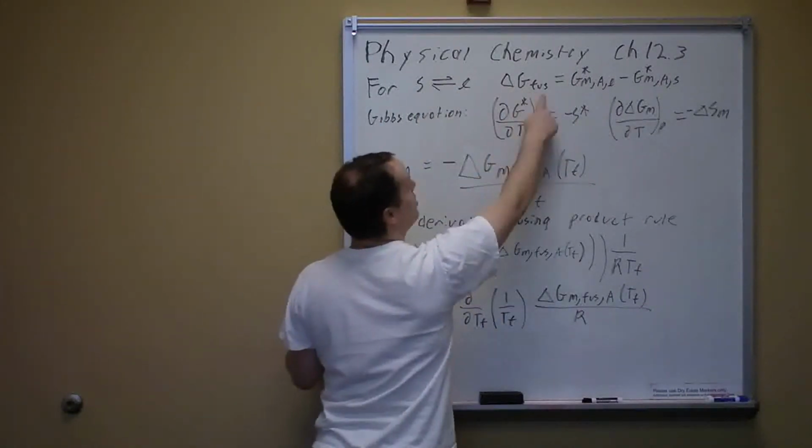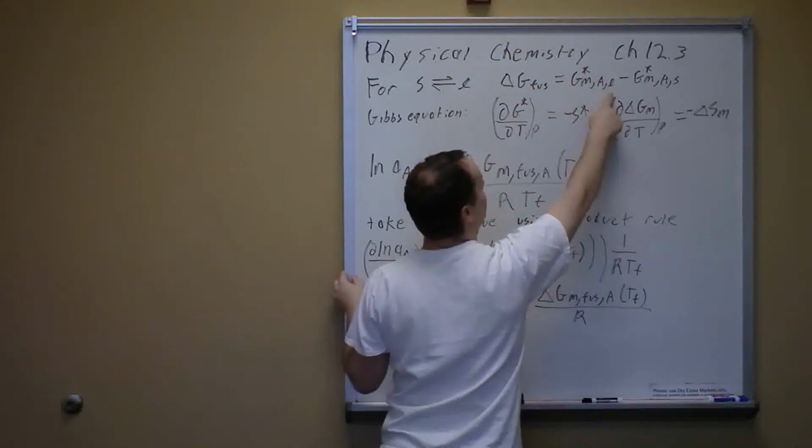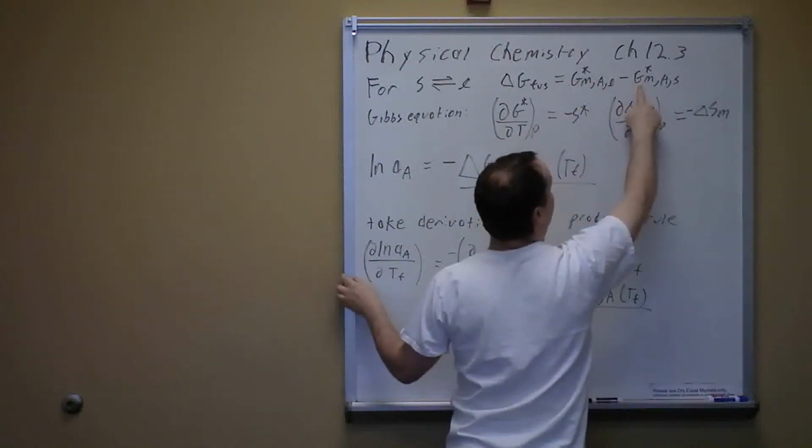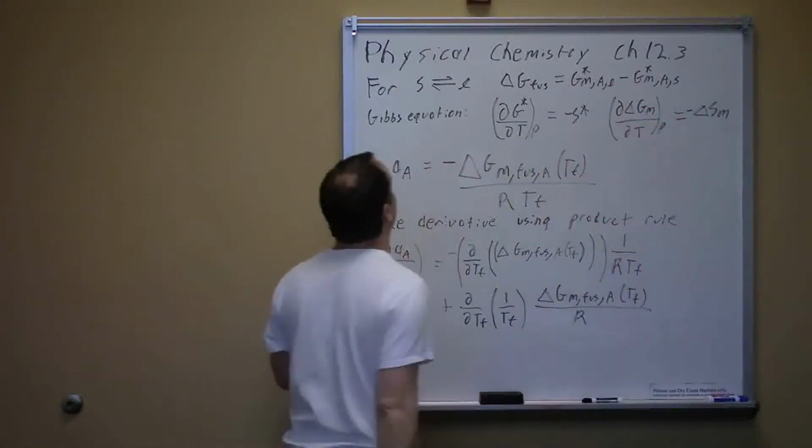The change in the Gibbs free energy of fusion then is just the molar Gibbs free energy of the substance A in the liquid state minus the molar Gibbs free energy of the substance A in the solid state. And the star means pure for both.